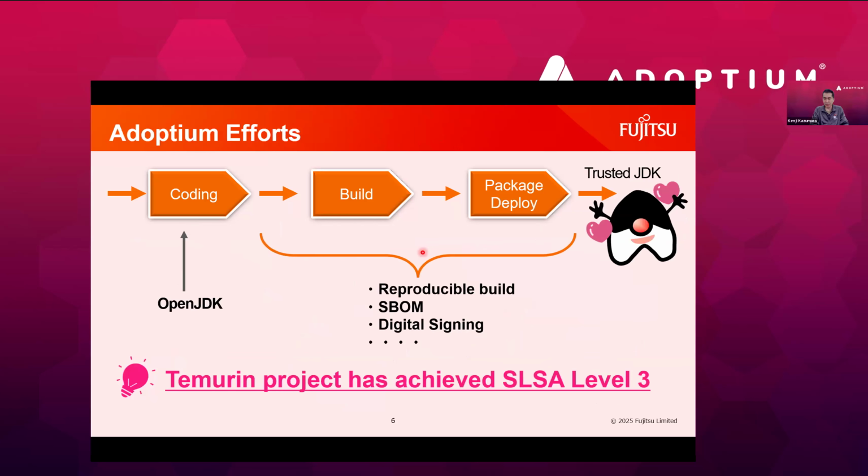At Adoptium, we are aware of these challenges. The Temurin project has made a significant effort to provide a trusted JDK. This includes using reproducible builds to ensure binaries are consistent and verifiable, providing the SBOM, the software bill of materials, for transparency, and so on. These efforts have led to the Temurin project achieving SLSA level 3. So we are doing a good job.